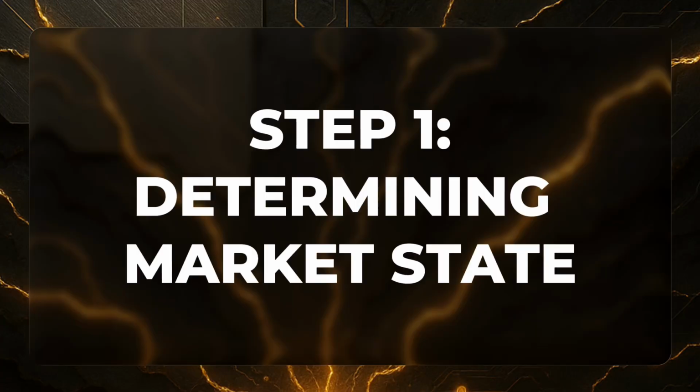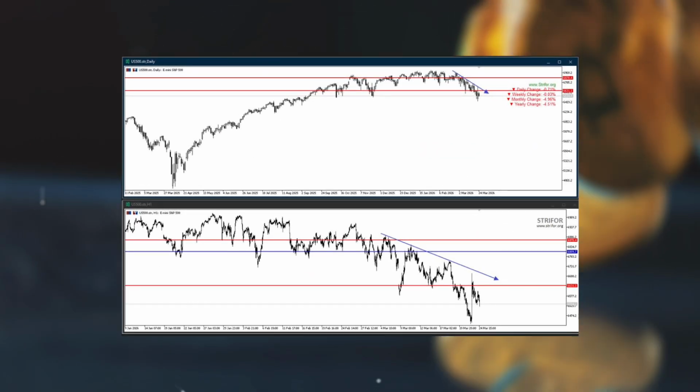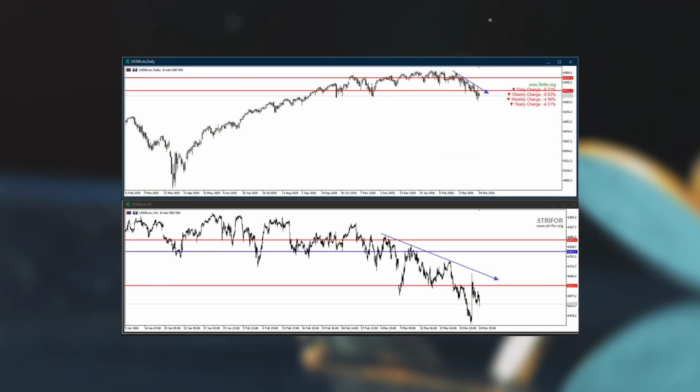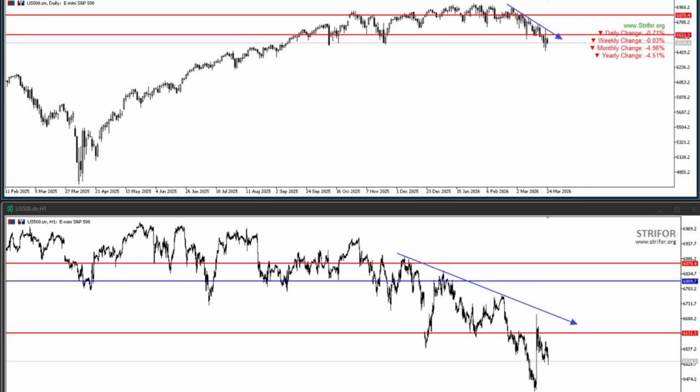Step 1. Determining market state. First thing you do, look at the market and ask the question: trend or flat? If market is in flat, don't use trend models. If market is in trend, don't try catching reversals without reason. This is a filter that immediately removes part of unnecessary trades.